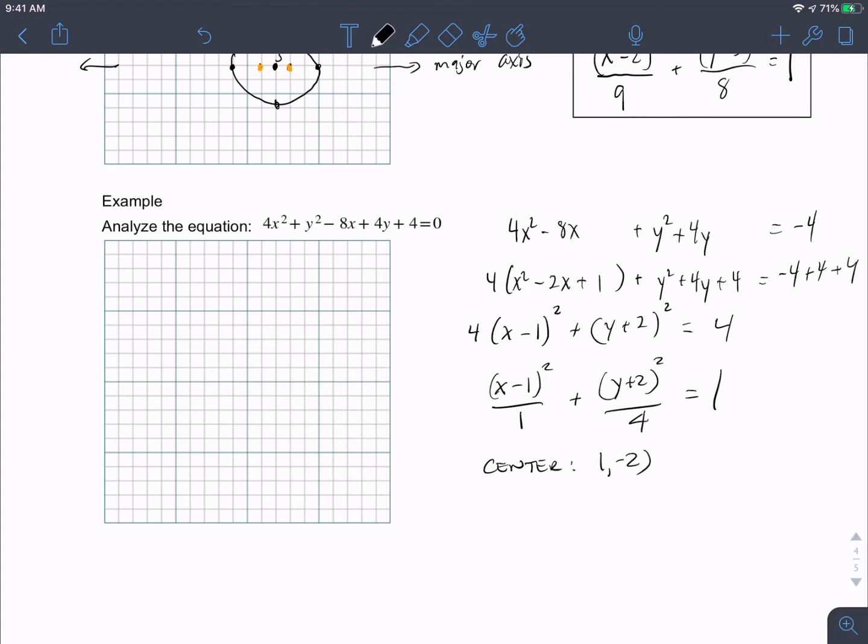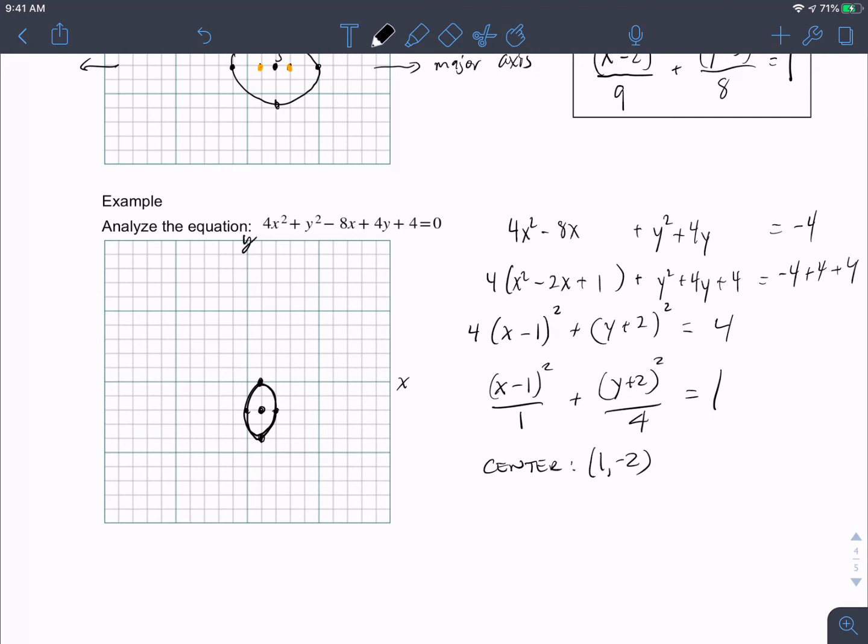So this is really beneficial because now we can see that the center of this thing is at 1, negative 2. So if this is the x-axis, this is the y-axis. 1, negative 2 is right here. We can see that the distance along the x is going to be 1 to the right and left. And the distance for the y is going to be 2 above and below. And so the ellipse is going to look like this. That's what the ellipse looks like.